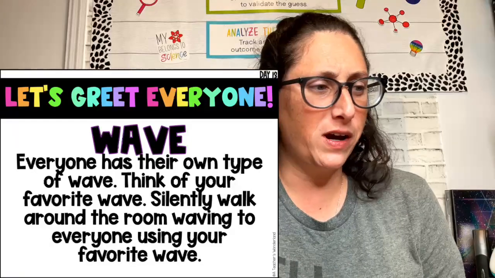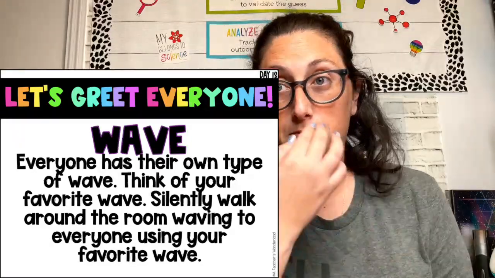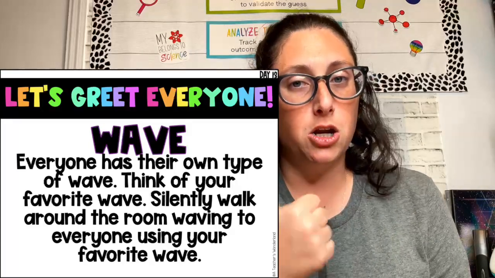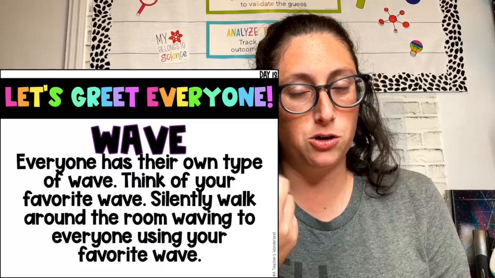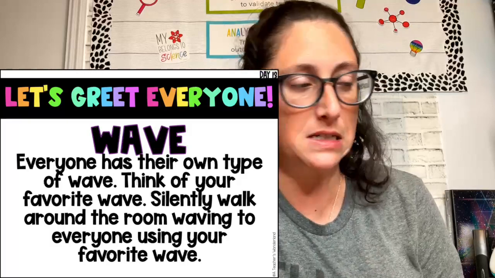Think of your own type of wave to others. Some like no handstands. Say hi. You need to stay on 2 feet. Whatever boundaries you think you need to set.